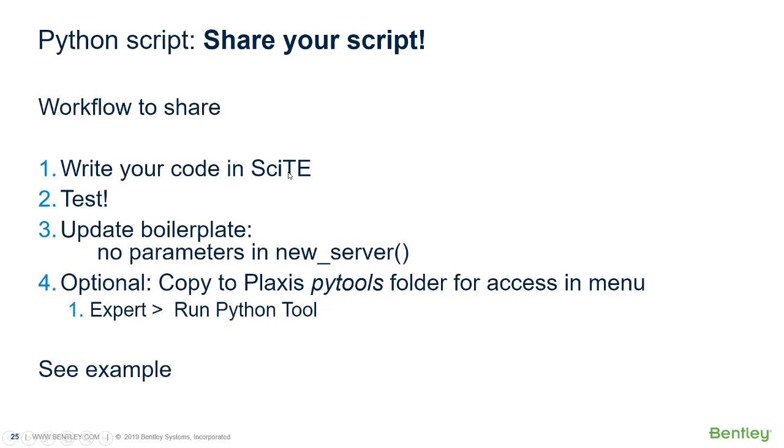Now, what we do, we write our code in Site, we test to make it work, and then we're going to update the boilerplate. In this case, we will not add any parameters to the new server. Then when you call the Python script from within Plaxis, Plaxis will start the Python script on the command line such that it will also pass the relevant port number and password to it. What's optional, we can copy this to the PyTools folder inside the Plaxis installation folder, and then we can directly access it from the menu items from Expert, Run Python tool.